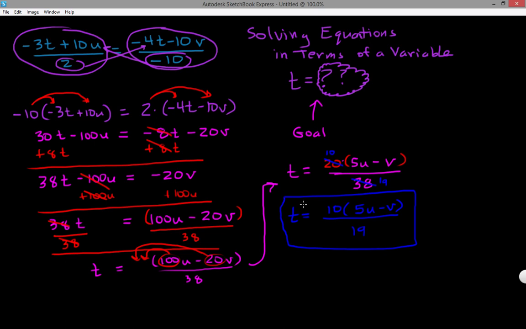We did a lot of things. We cross-multiplied, we distributed, we solved an equation for t, and then we simplified by factoring out and canceling. So there you go.